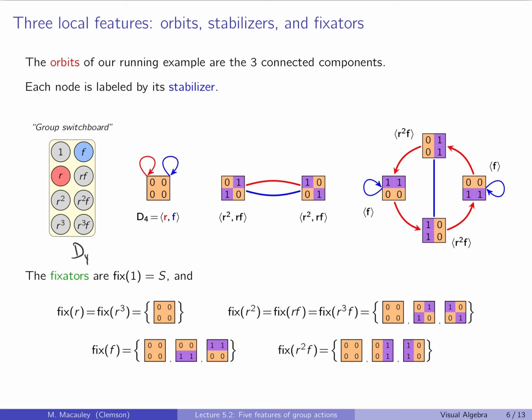And then what about RF? So RF, when we press that button, let's make that one green. This corresponds to a reflection across this axis, and that's going to fix these 3 things right here and none of these. But also R cubed F, which is the reflection across this other diagonal axis, will also fix those. And also R squared, the 180 rotation, is going to fix these 3 things as well. So the fixator of all 3 of these elements are these 3 squares. And finally, R squared F, that's fixed by these 2 things here and that.